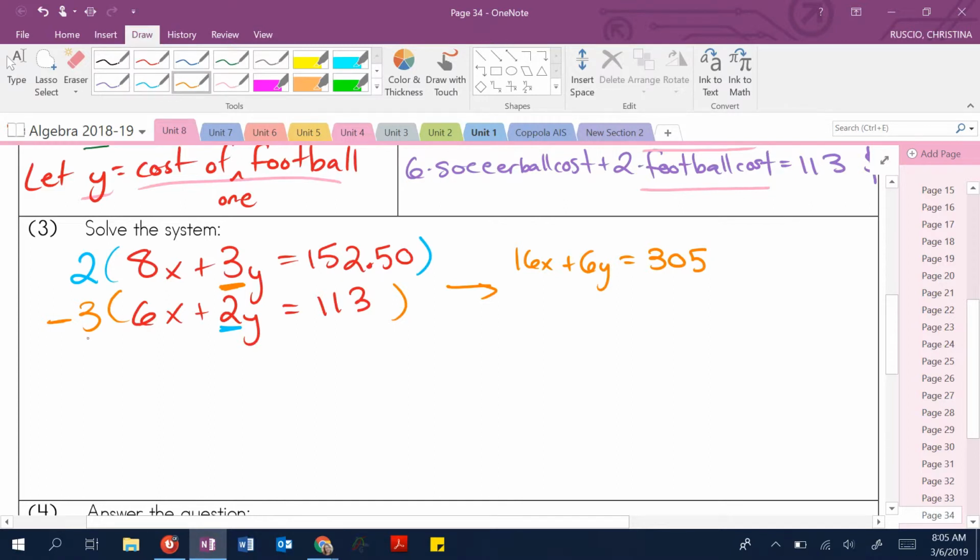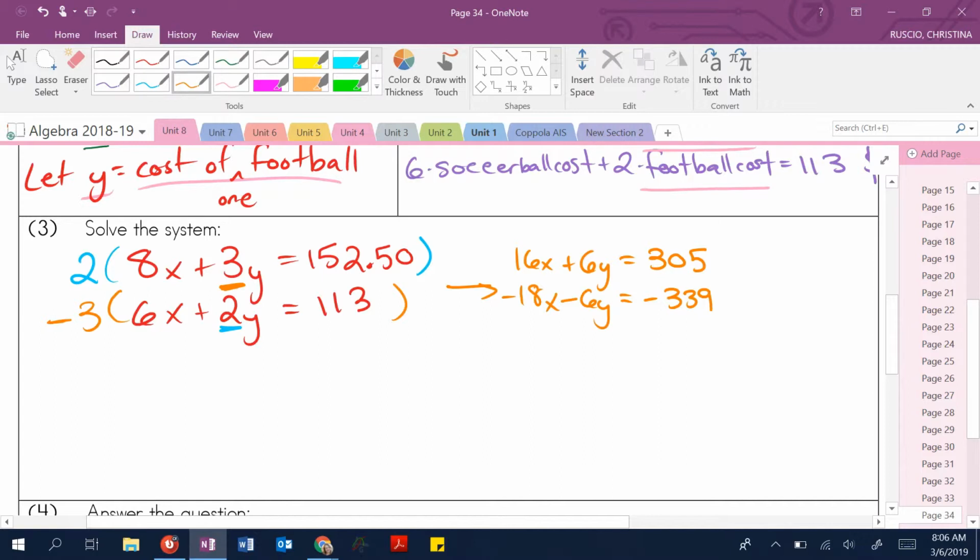So I have negative 3 times 6x, and that's going to give me negative 18x. And then I have negative 3 times 2y. So that will be minus 6y. And that's going to be equal to 113 times negative 3, which is negative 339.